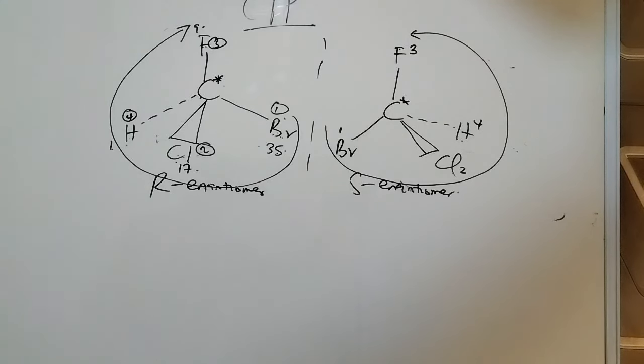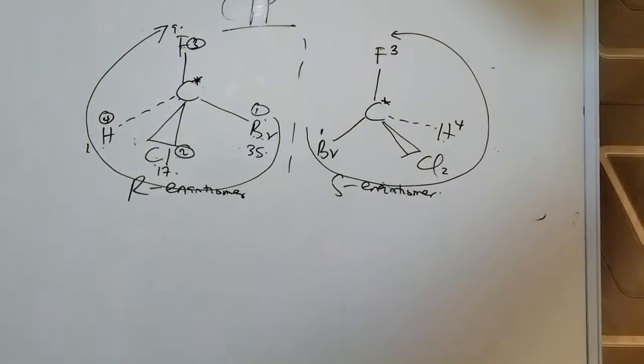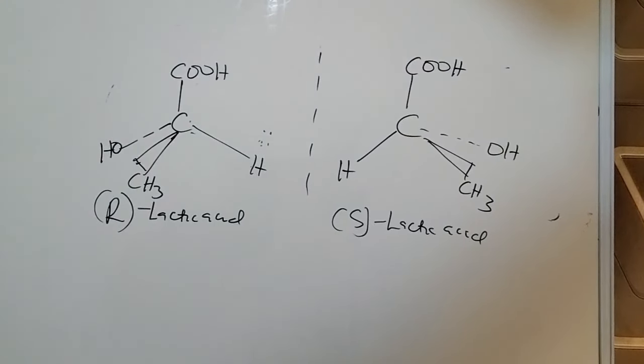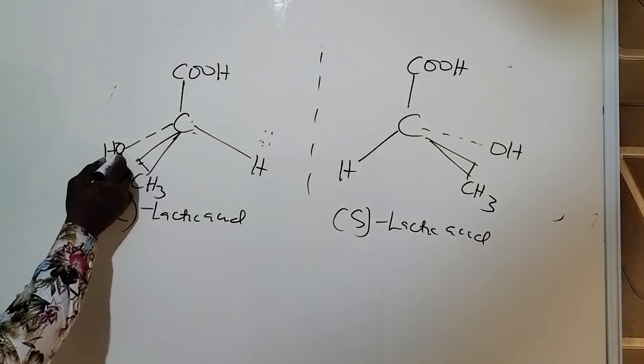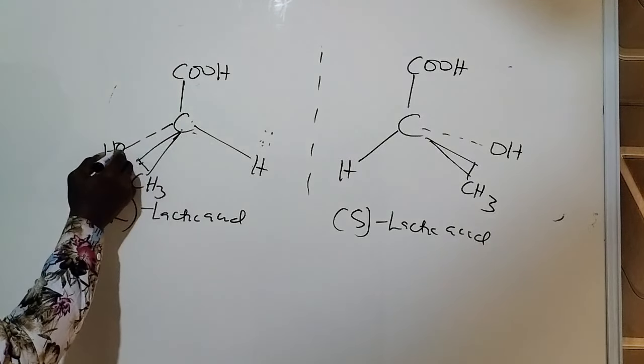So take another example. The second example I have on the whiteboard is lactic acid, showing the R and S convention using the CIP system of naming. Let's look at it very well and see why we call the one on the left-hand side the R lactic acid enantiomer, and the one on the right-hand side the S lactic acid enantiomer. If you go by the CIP system, consider the first element bonded to the carbon. The oxygen here has atomic number 8.